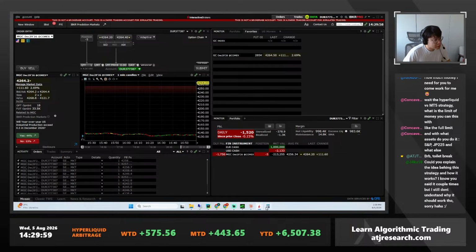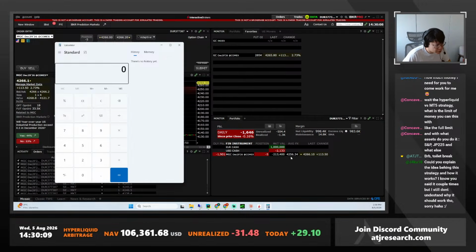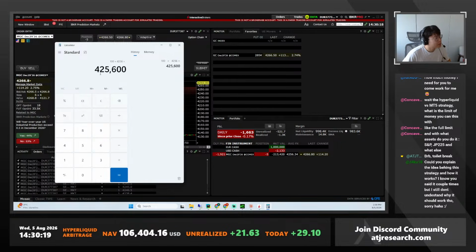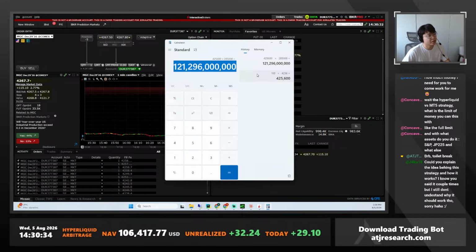And 285,000 is a lot, because one contract on GC futures right now is worth 100 times 4,256. So one contract is worth like 425,000 US dollars. And because we have 285,000, this is in USD amount how much people are holding in open interest.